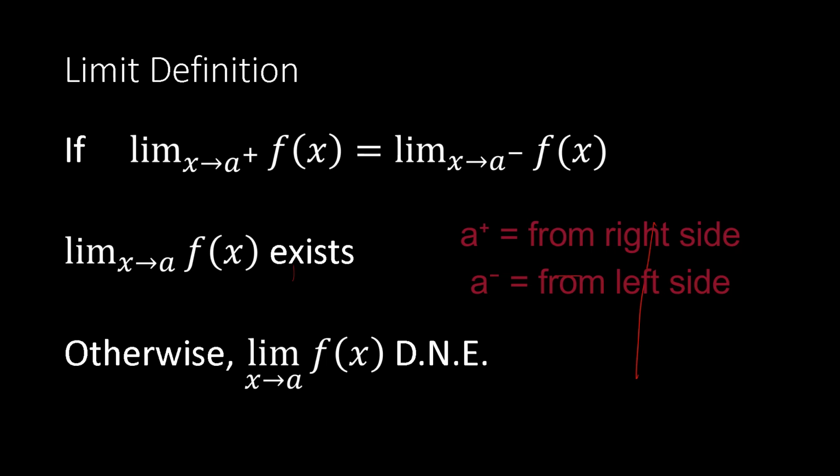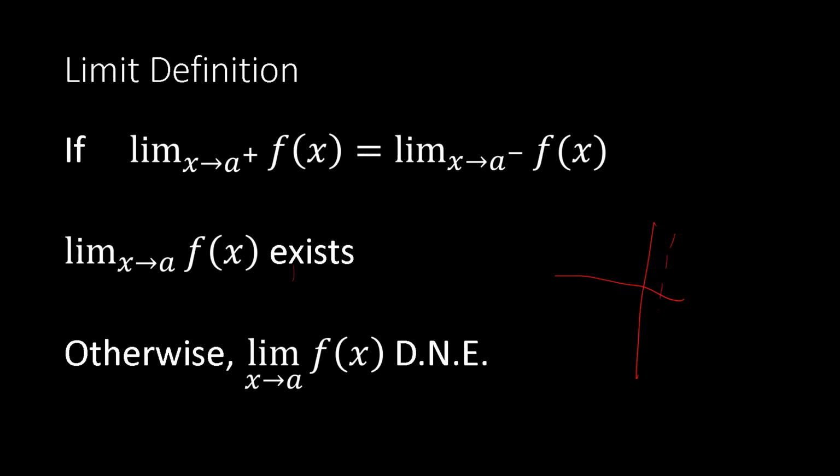So what this means is, again, if we have our a value and we look just a tiny bit to the right and just a tiny bit to the left, in theory these should be infinitesimal values, then if these values are equal, then that's also the value of the limit. If these values aren't equal, which means probably that we have a jump discontinuity in our graph, so it goes from here up to here on the right side, then our limit does not exist.